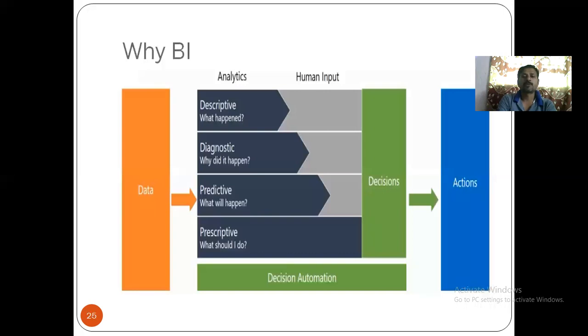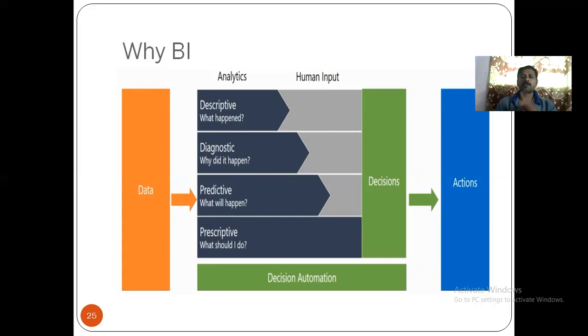In prescriptive analysis, what should I do, meaning what necessary actions we need to take, all that will be explained or given in prescriptive analytics. So these are the four types of analytics.